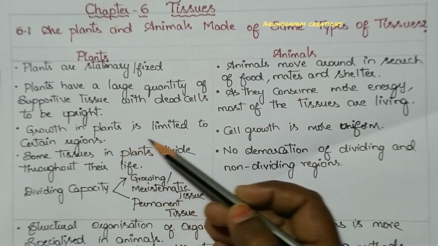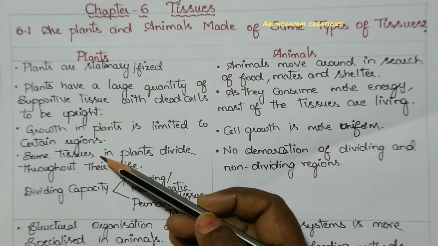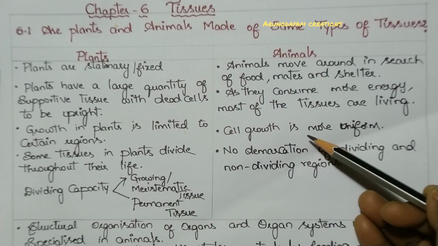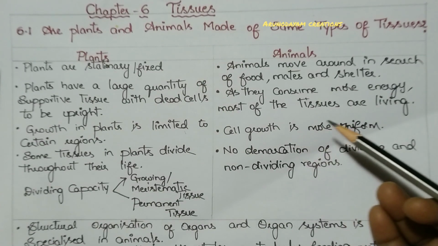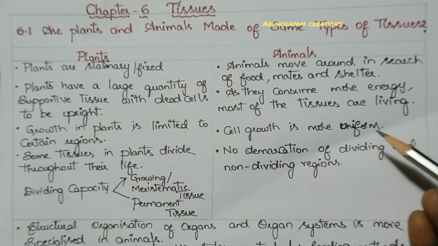Next, growth in plants is limited to certain regions. In case of plants, the growth is limited to only certain areas. But in case of animals, the cell growth is more uniform. It is not confined to any point. In animals, the growth is uniform. All the cells grow in a particular uniform manner.